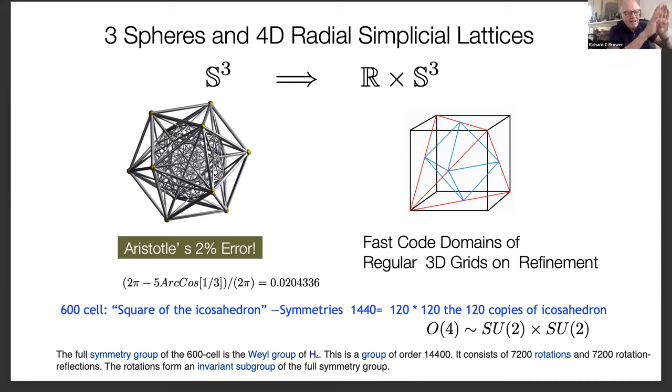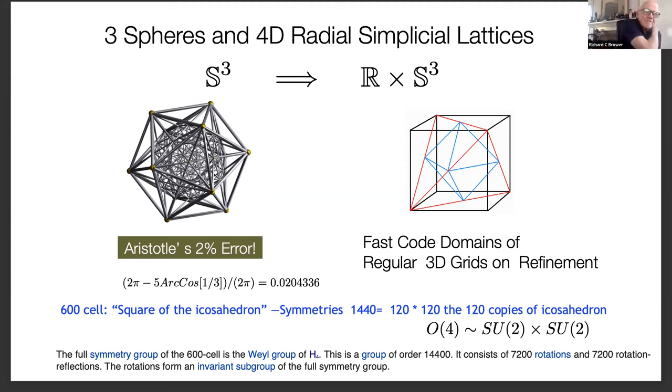Aristotle said something very interesting. Curvature is around an edge, right? Because you have hinges. Aristotle said that if I put five regular tetrahedrons around an edge, they fold in flat space. He was wrong by 2%, okay? It turns out that when you take five tetrahedrons and fold them together, it's slightly positive curvature, just like five equilateral triangles is positive curvature, except this is a tiny defect. If you keep doing this 600 times, they fold around the sphere S3.